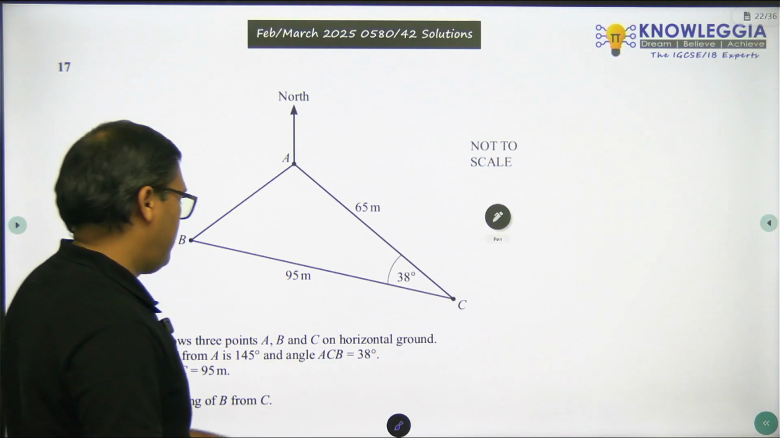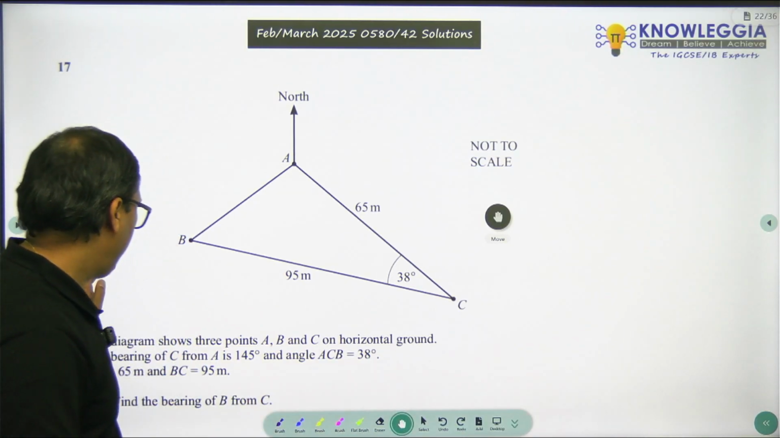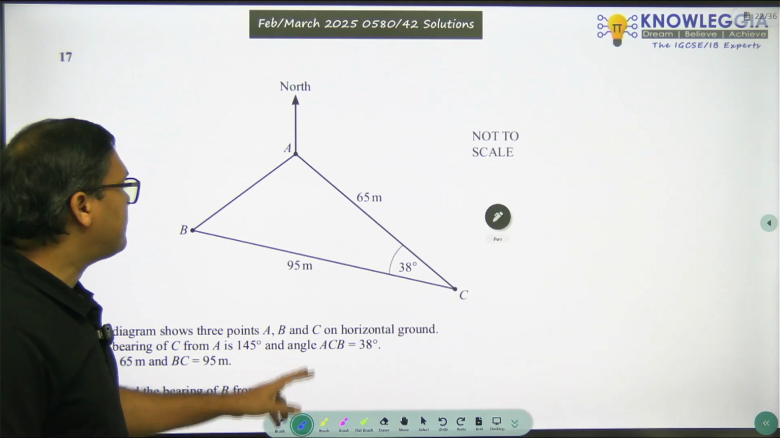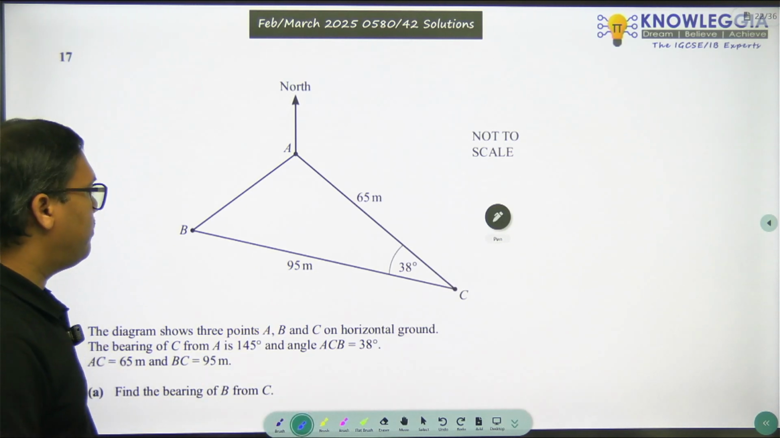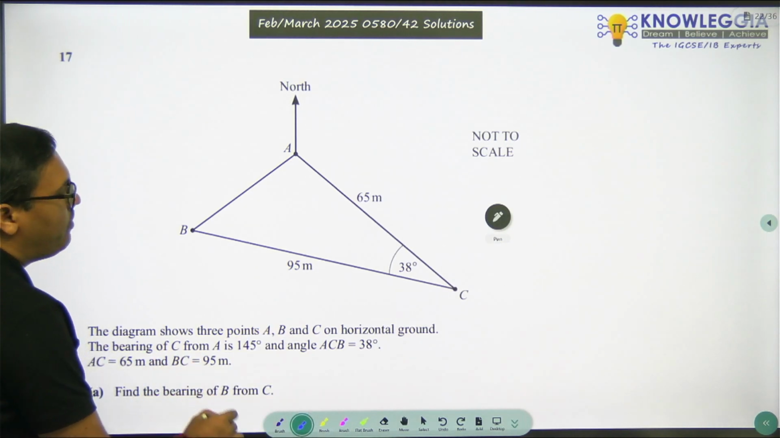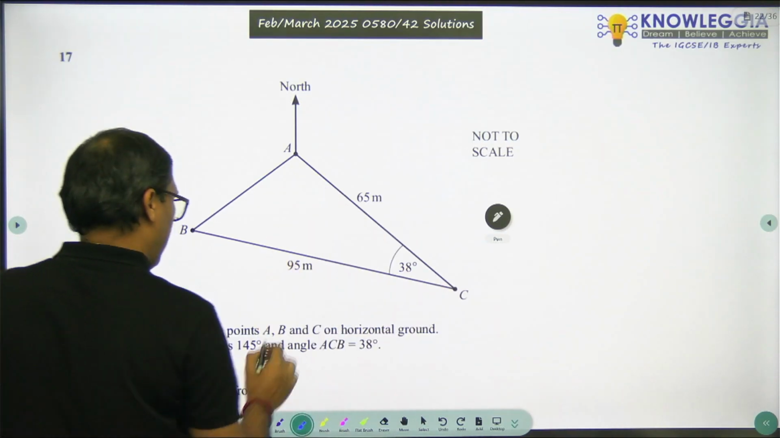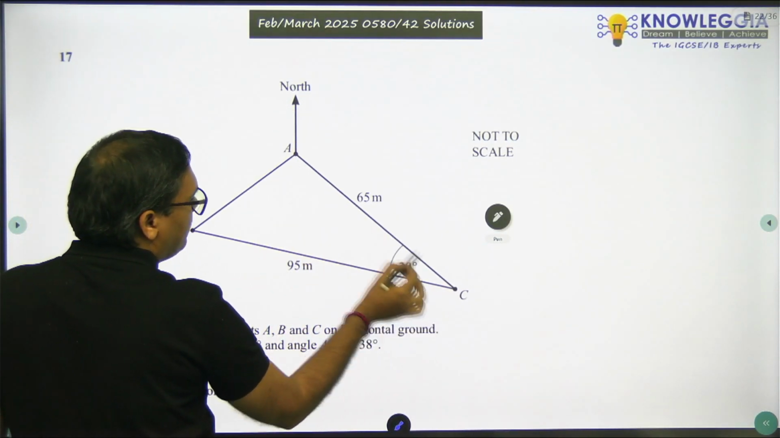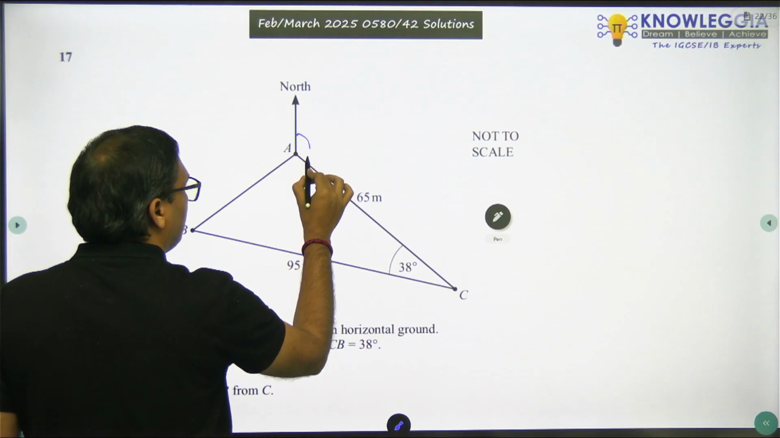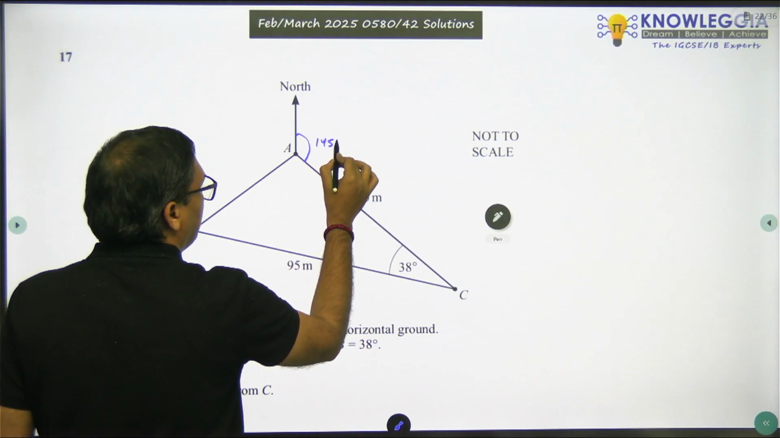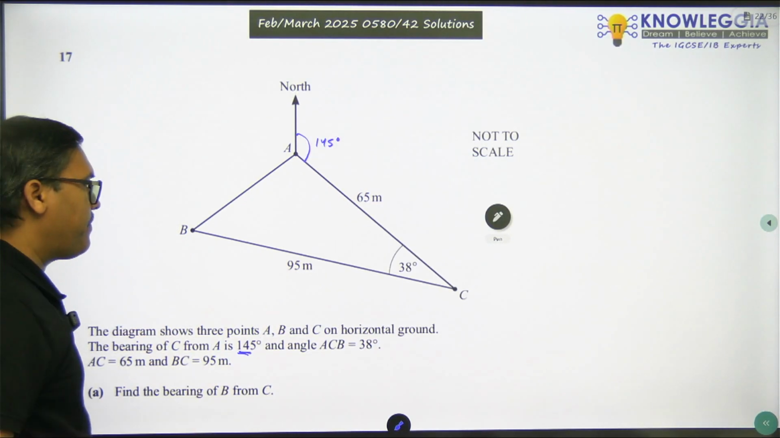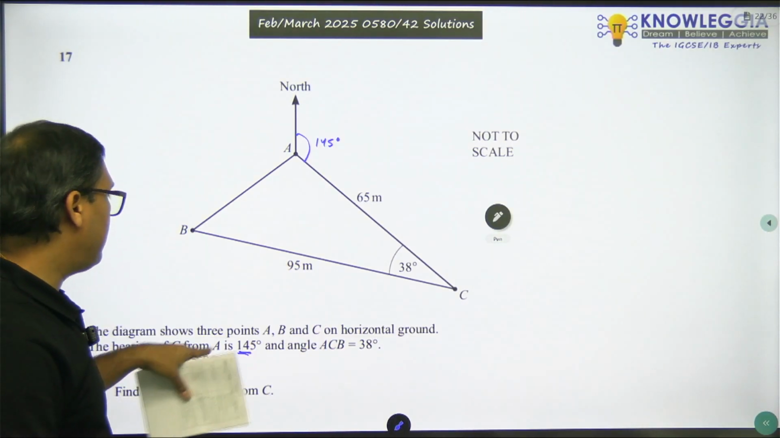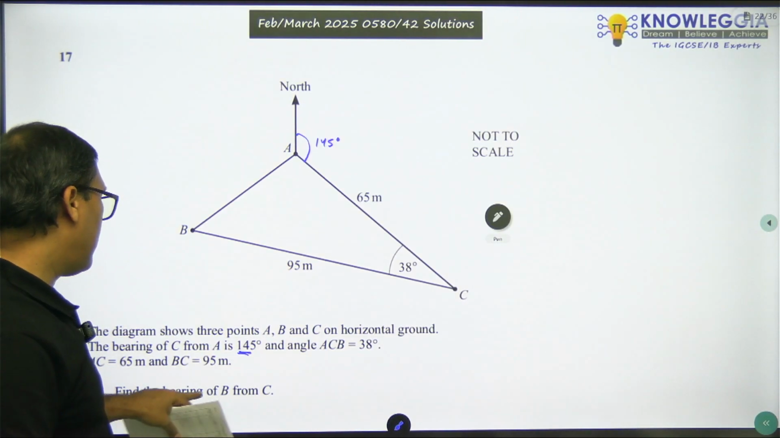Now the next question on trigonometry. The diagram shows 3 points A, B, C on the horizontal ground. The bearing of C from A is 145 degrees. So let's see. If this is north, the bearing of C from A is 145 degrees. So this angle is 145 degrees, measured in the clockwise direction. Angle ACB is 38 degrees. AC is 65 and BC is 95. Find the bearing of B.